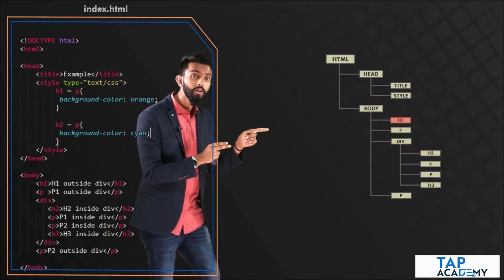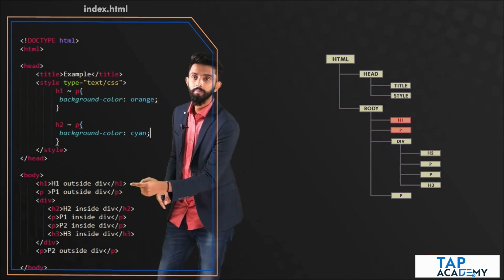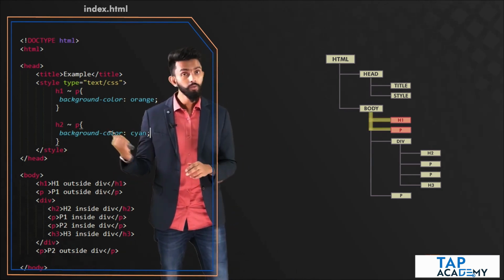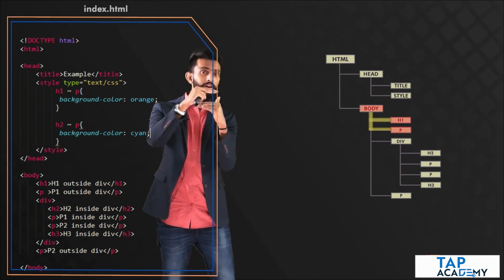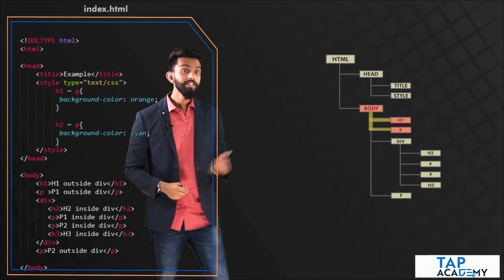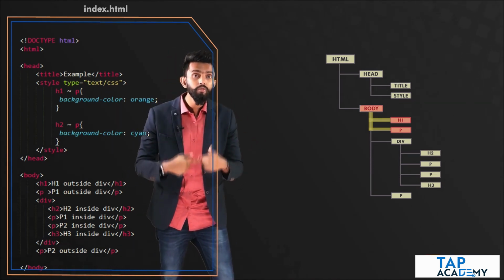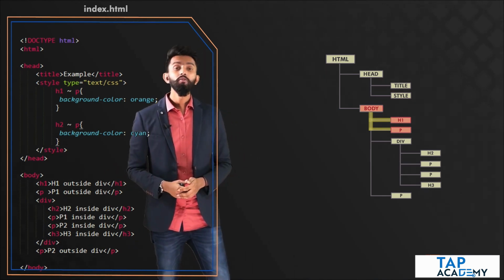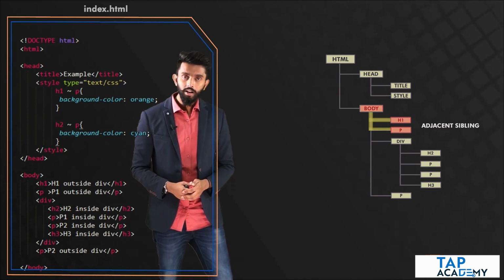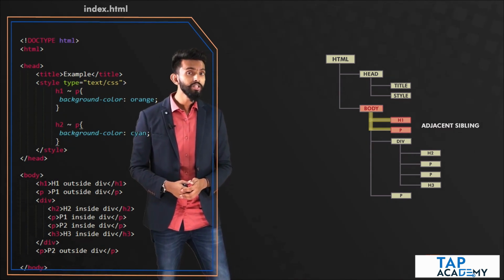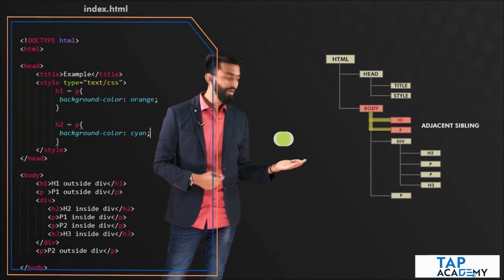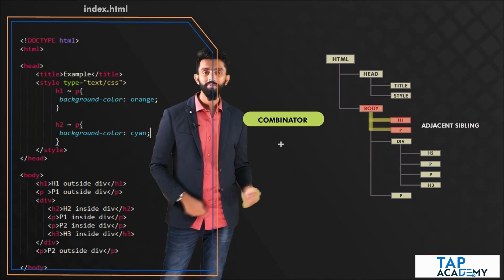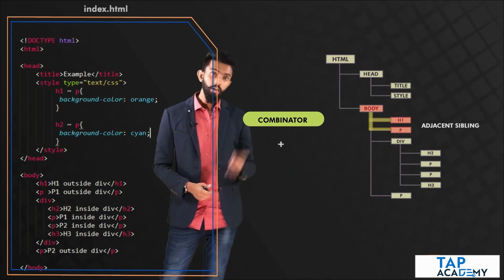Now tell me, who's the immediate sibling after H1? The immediate sibling after H1 is nothing but this P. That is the immediate sibling, because both of them share the same parent, which is body, and right after H1, this is the sibling. Such a sibling which immediately follows an element is what in CSS we call an adjacent sibling. And if you want to select adjacent siblings, you must use another combinator, and this combinator is nothing but the plus combinator, adjacent sibling, right? This is what I want to do.